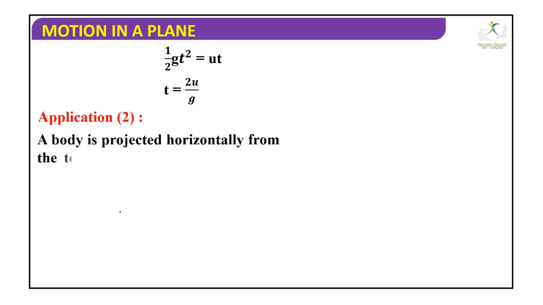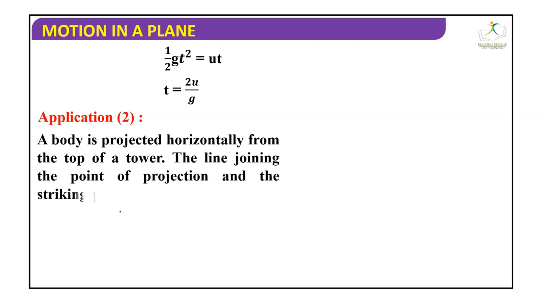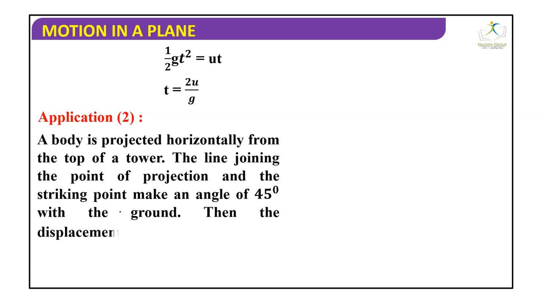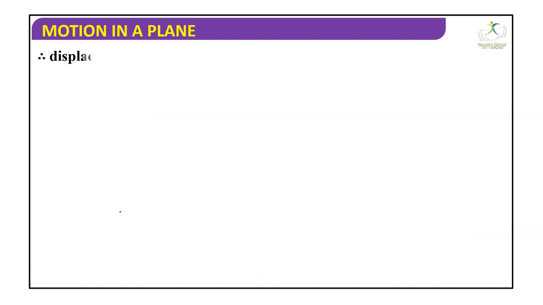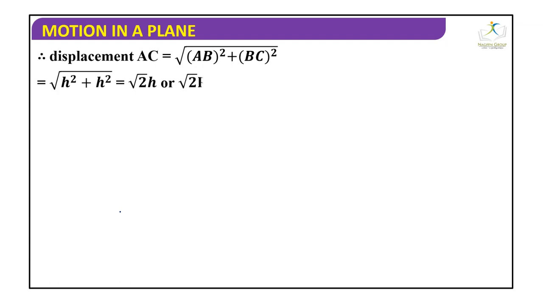Application second: we have a body which is projected horizontally from the top of the tower. The line joining the point of projection and the striking point makes an angle of 45 degrees with the ground. Then the displacement will be root 2 times r. From this figure, tan 45 degrees is equal to 1, and 1 is equal to h by r, so we can say h is equal to r. Displacement AC is equal to the square root of AB whole square plus BC whole square. The value of AB is h, and the value of BC is h. From here we can put these values and get our result, which is root 2 times r.